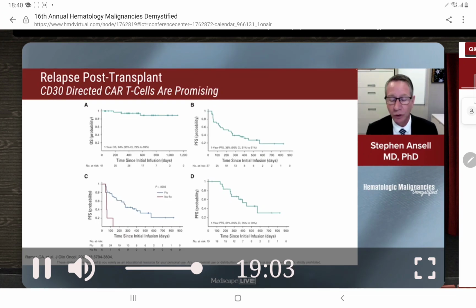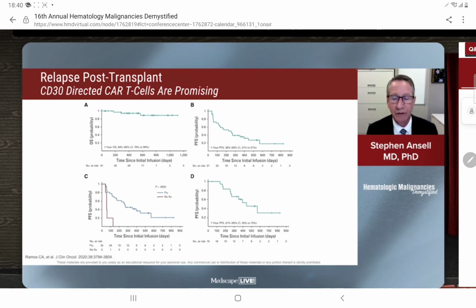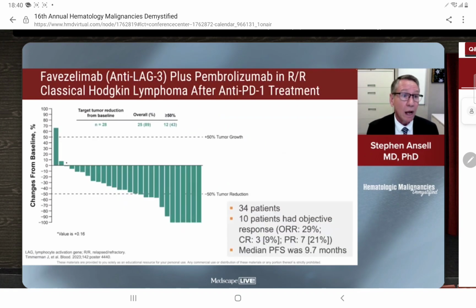And this was data. The challenge here is the durability of benefit, where some patients will subsequently relapse, and we would like to see a plateau in the PFS curve over time. Maybe using an additional checkpoint may make a big difference. So data here presented at ASH very recently is the use of an anti-LAG3.